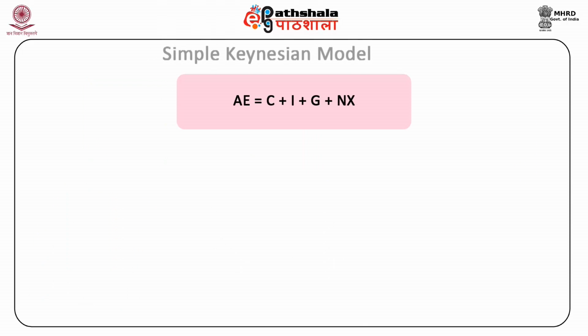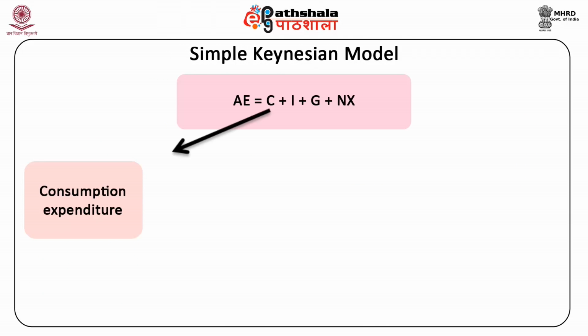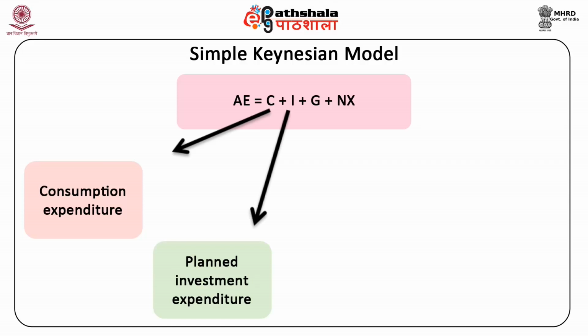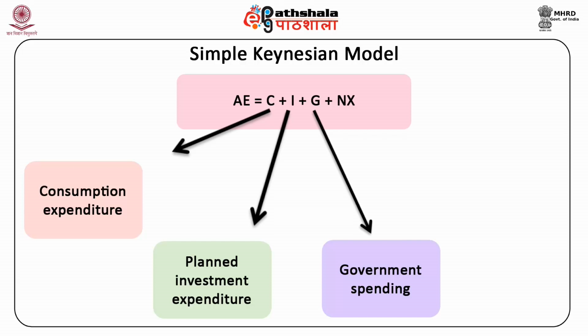In this equation, C is the consumption expenditure on goods and services by households. I is the planned investment expenditure on new capital goods such as plant, machinery, houses, etc. G is the government spending on goods and services. NX is the net exports, the difference between exports and imports. It gives the net expenditure on domestic goods by foreigners.